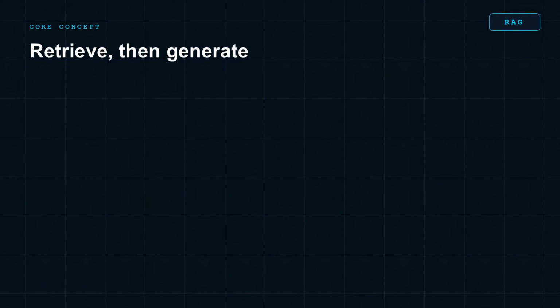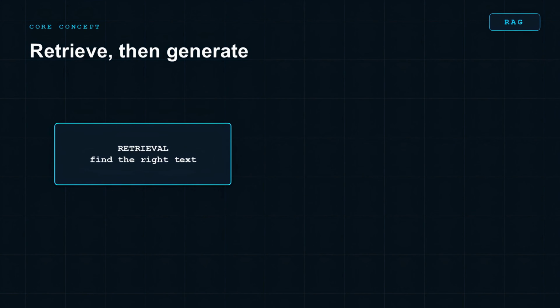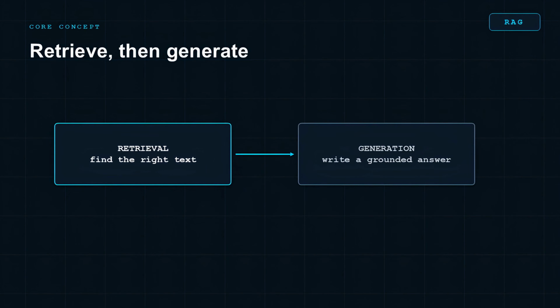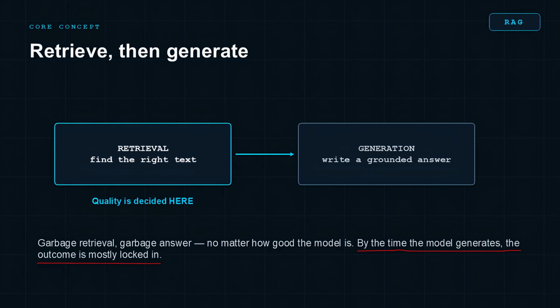RAG is two halves bolted together. Retrieval. Find the right pieces of text for this question. Generation. Write an answer grounded in those pieces. Here's the part most people miss. Answer quality is decided in the first half. By the time the model generates, the outcome is mostly locked in. Garbage retrieval, garbage answer, no matter how good the model is.